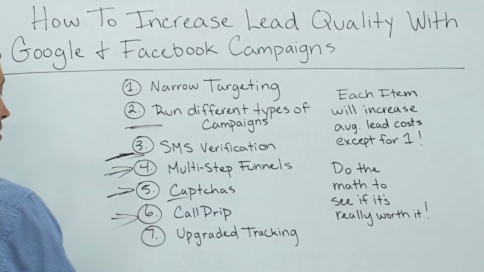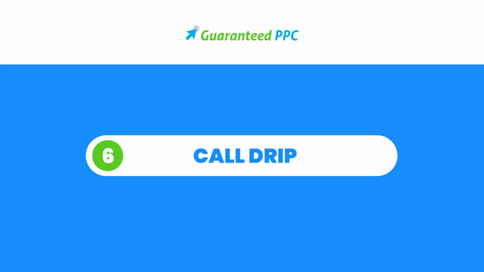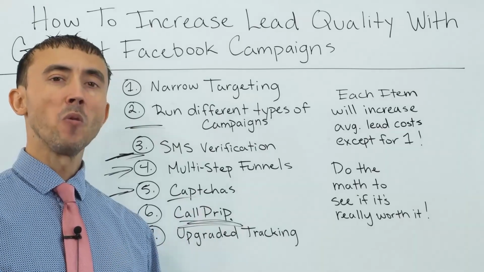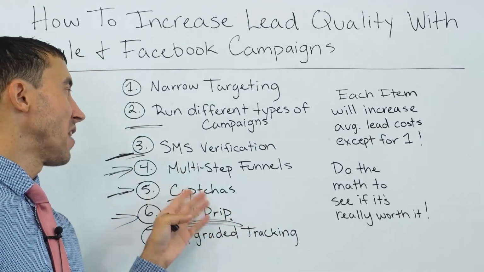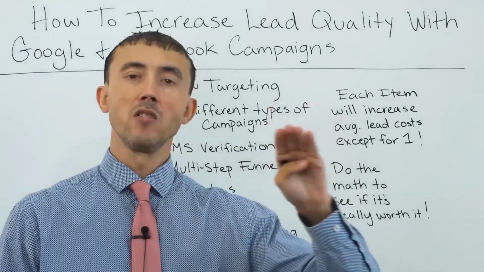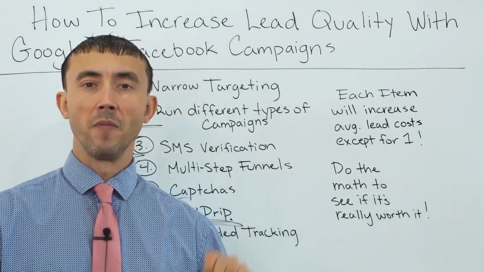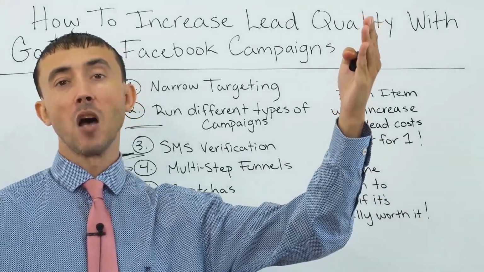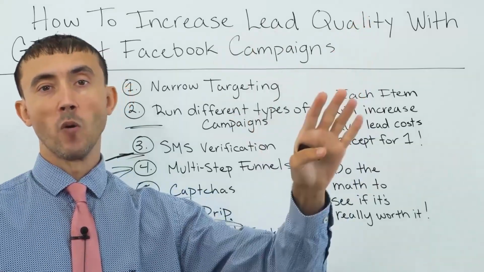Now, the other 6th way you can increase lead quality is through using CallDrip. That's a software. You can look it up online. People will use, like I mentioned before, SMS verification. Get rid of the form spam, right? And it will do that. It'll just increase your lead cost a bunch, like double, triple what it was before, unfortunately.